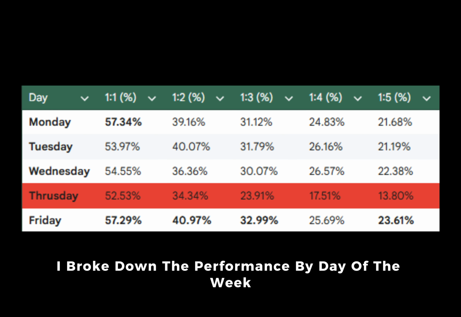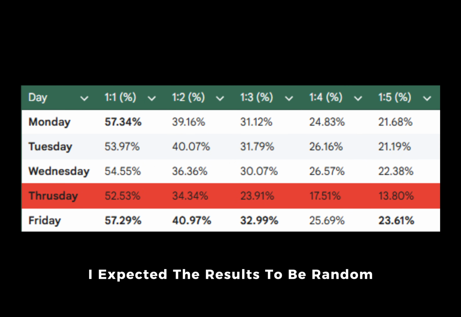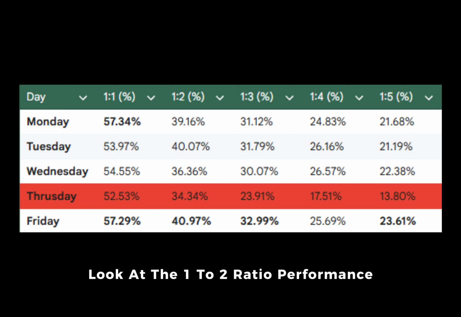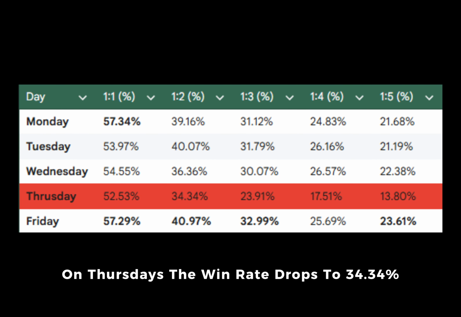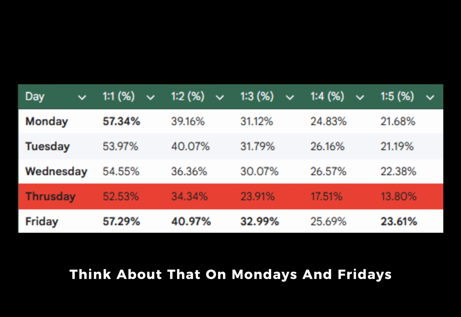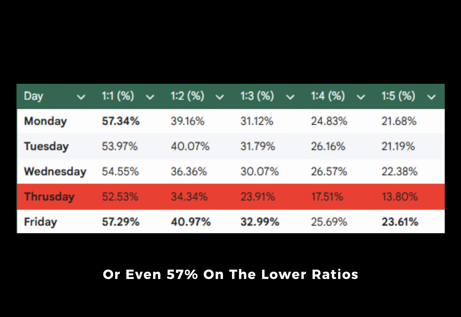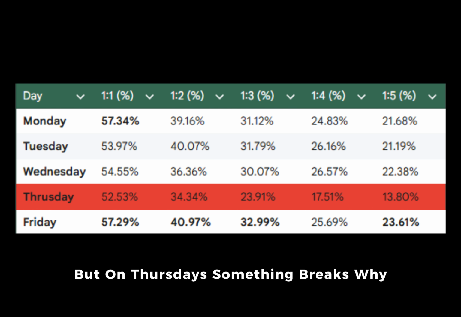I broke down the performance by day of the week. I expected the results to be random. They were not. Look at Thursdays. Specifically, look at the 1 to 2 ratio performance on Thursdays. The win rate drops to 34.34%. Think about that. On Mondays and Fridays, the algorithm is giving us win rates over 40% or even 57% on the lower ratios. But on Thursdays, something breaks.